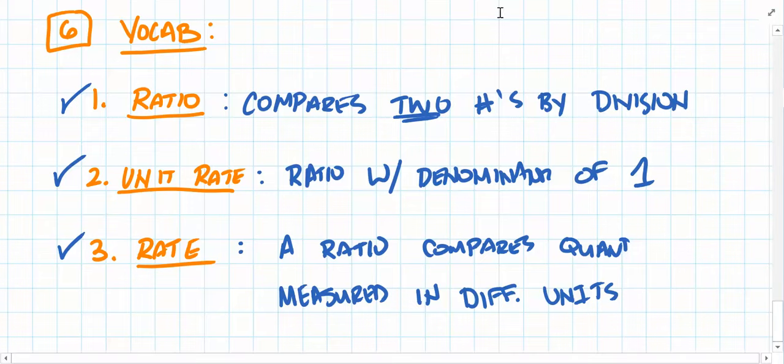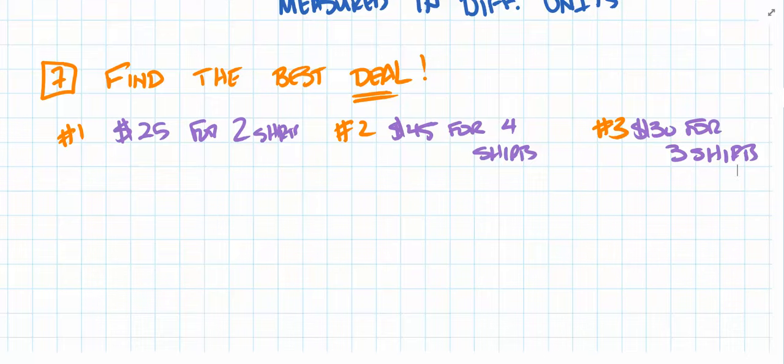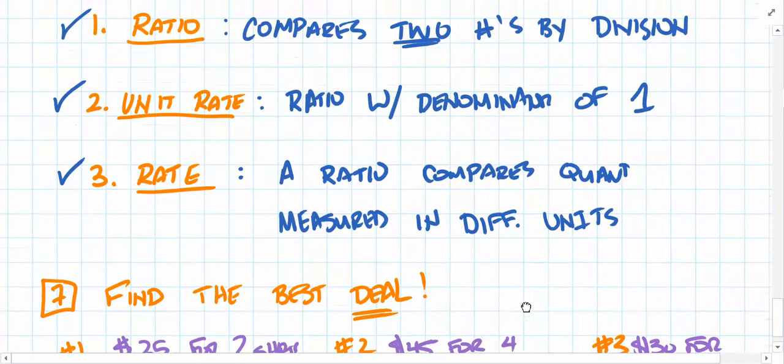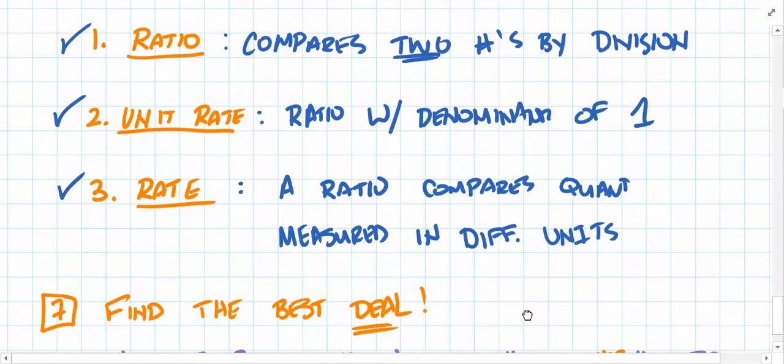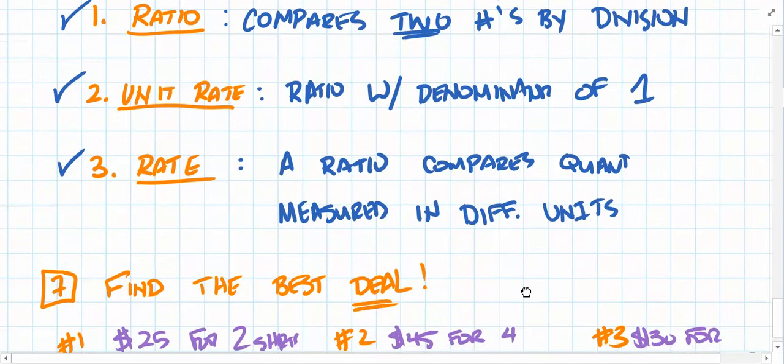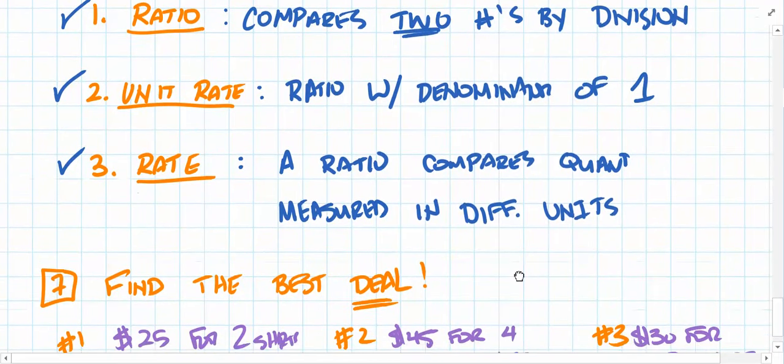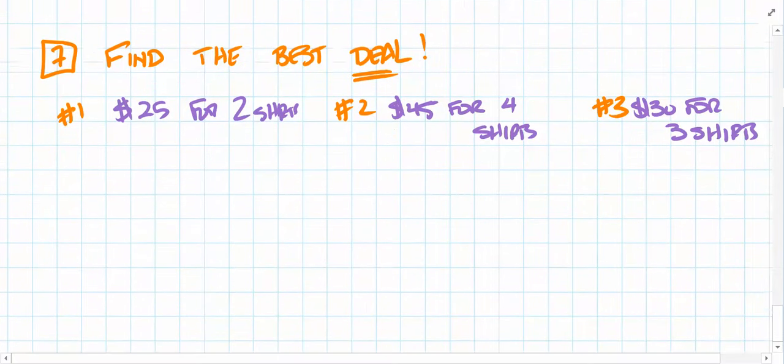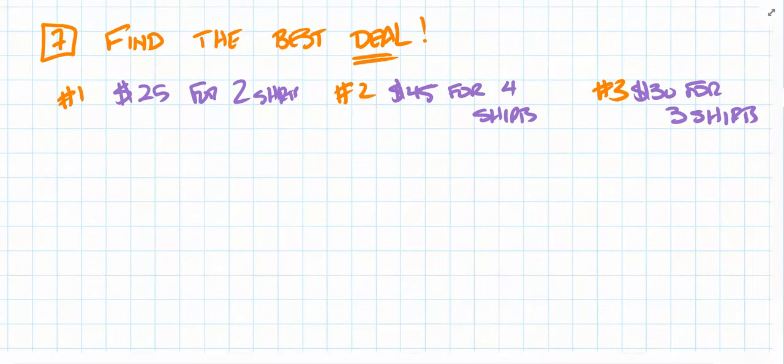All right, so check this out. We are being asked to find the best deal. Option 1 is you get $25 for 2 shirts. Option 2 is $45 for 4 shirts. Option 3 is $30 for 3 shirts. All right? So what we're going to try and do is use these words to figure out what the best deal is using ratio, unit rate, rate, whatever we've got here, okay? So how do we do this? What do we need to compare? What do we need to find? We got to find the unit rate, right?